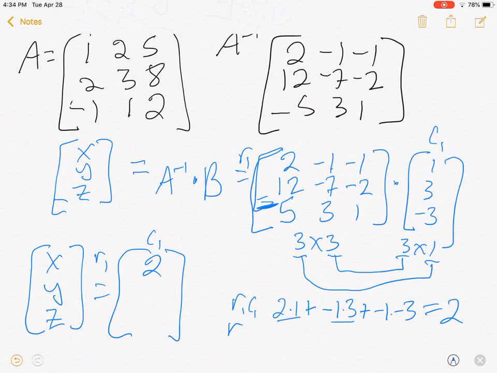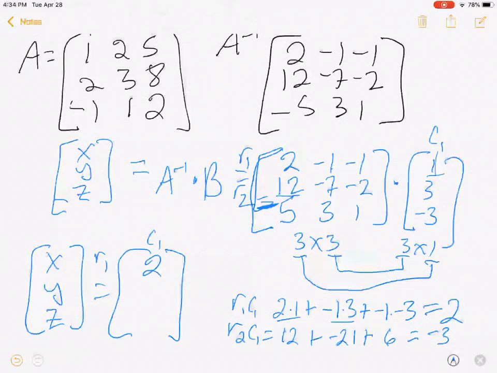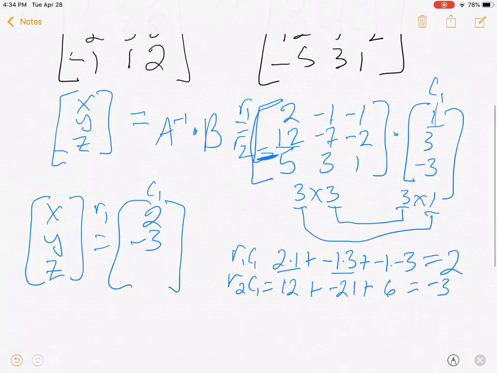Now to find row 2, column 1, I take row 2 times column 1. So 12 times 1 is 12, plus negative 7 times 3 is negative 21, plus negative 2 times negative 3 is 6. So 12 plus negative 21 is negative 9, plus 6 is negative 3. So there's y. Y is negative 3.